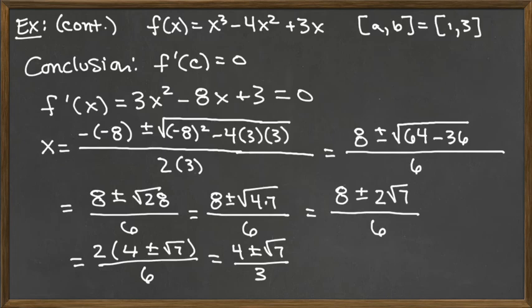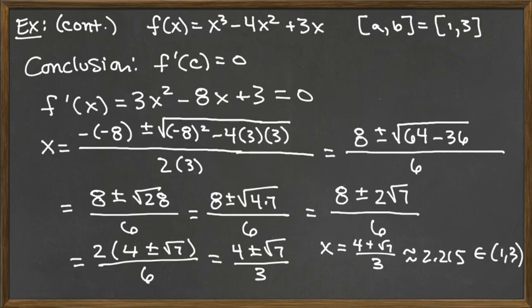And so what ends up happening, we've got x equals the positive case, the 4 plus root 7 over 3. If you put that in your calculator, that value is approximately 2.215, which is in the 1, 3. That 2.215 is between 1 and 3, so that is a viable option. But in comparison here, if we take the minus case, we've got 4 minus root 7 over 3.